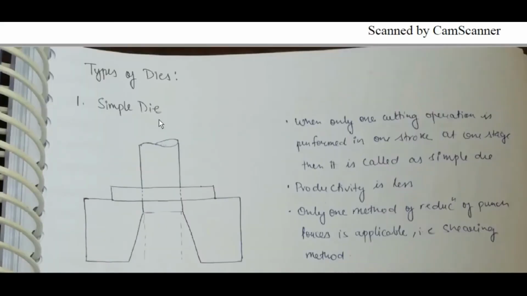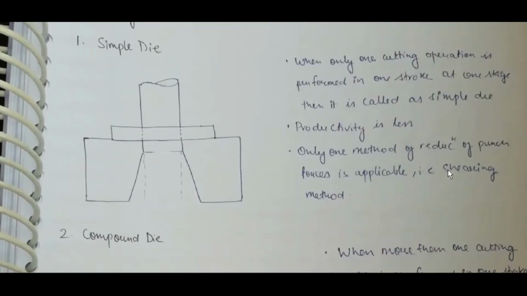Types of dies. Simple die: when only one cutting operation is performed in one stroke at one stage, it is called a simple die. Productivity is less. Only one method of reduction of punch forces is applicable, that is the shearing method.